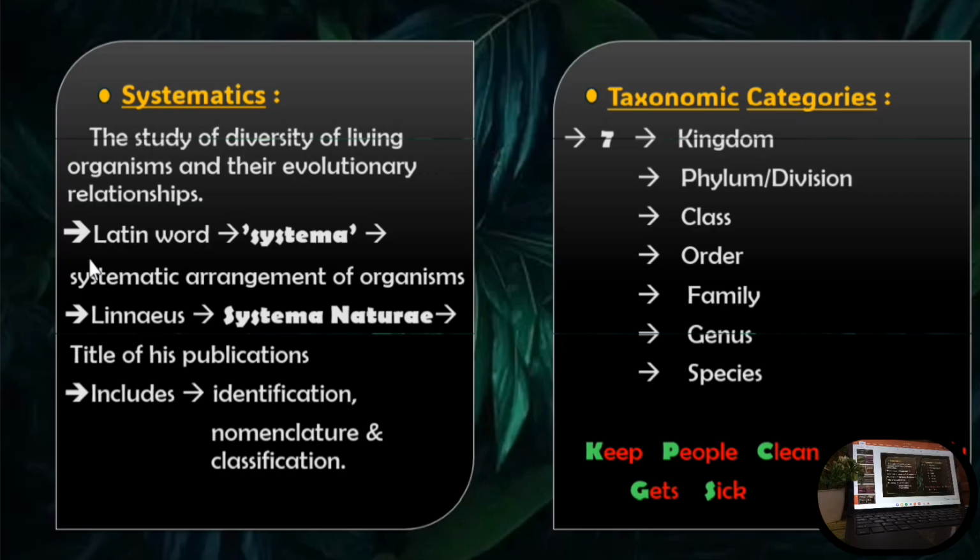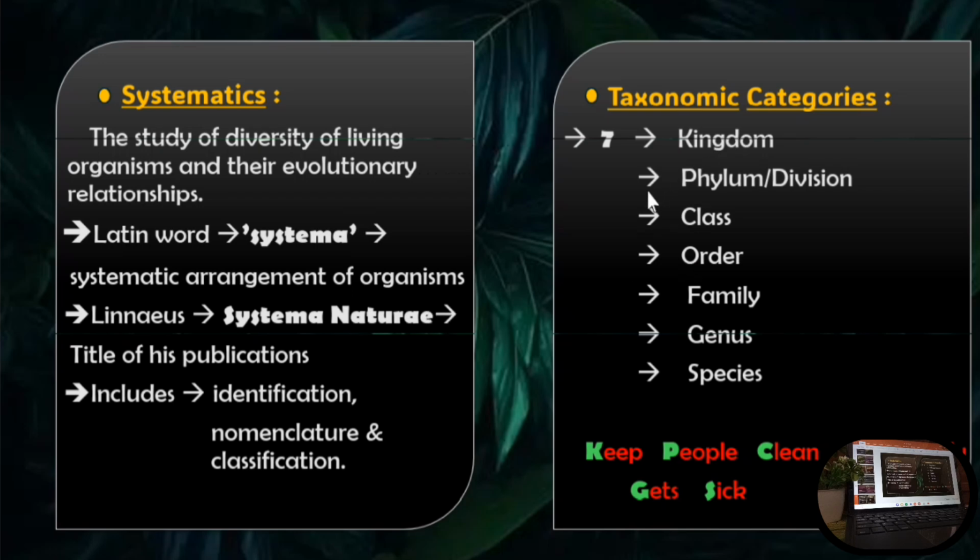And next one is systematics. The study of diversity of living organisms and their evolutionary relationships is known as systematics. It came from the Latin word systema, which means systematic arrangement of organisms. Linnaeus used Systema Naturae as the title of his publication. It includes identification, nomenclature and classification, which is systematics.